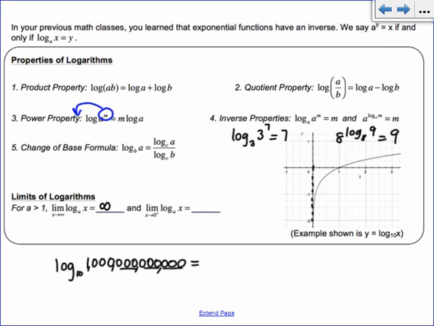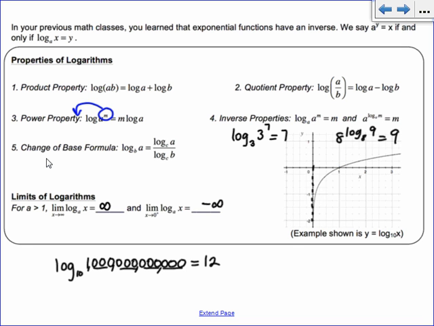3, 6, 9, 12, right? So you have 12, like 10 to the 12 is what gives you that, right? So it goes very, very slowly. That's only at 12. So it's going to go to infinity. It's just going to go very, very slowly. And then the limit as x goes to 0 from the right is going to be negative infinity. So as you get closer to 0, so you're tracing along the curve in this direction, you are going down to negative infinity. Does that make sense?